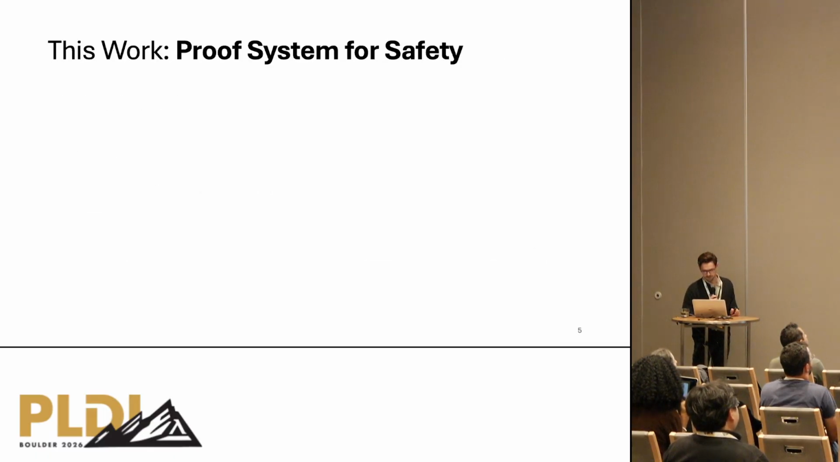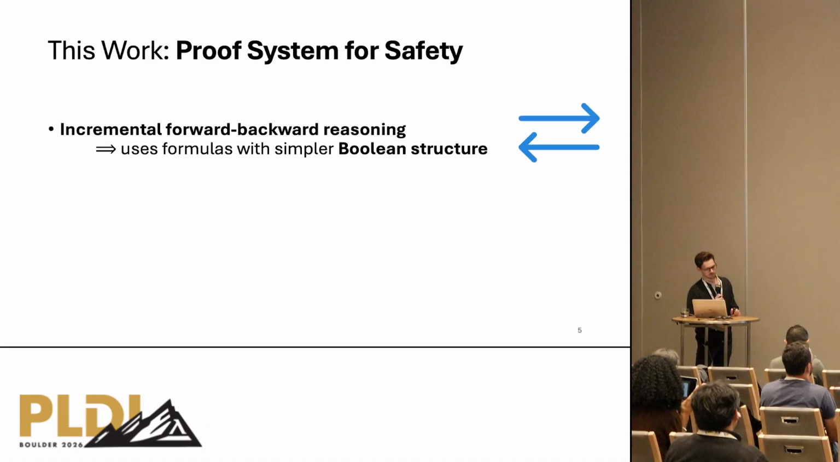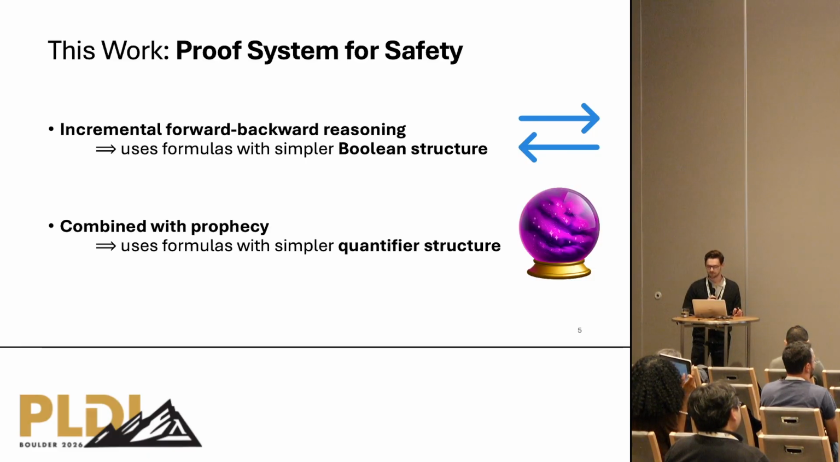And specifically, we do this by proposing a proof system for safety, which incorporates two main ideas. So the first idea will be incremental forward-backward reasoning. And I will show that this allows us to use formulas with a simpler Boolean structure. And the second component will be a notion of prophecy, which will result in formulas with a simpler quantifier structure.